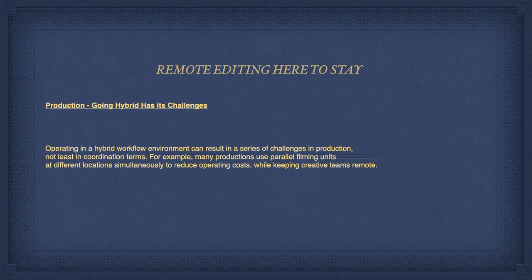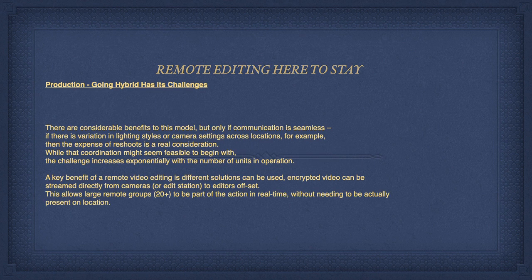For many productions, using parallel filming units at different locations simultaneously to reduce operating costs while keeping the creative teams remote. So it is being done at the moment. There are considerable benefits to this model, but only if the communication is seamless. If there's a variation in lighting styles or camera settings across locations, for example, then this can cause problems. For example, the cost of reshooting can be a real consideration. While that coordination might seem feasible to begin with, the challenge increases exponentially with the number of units in operation.